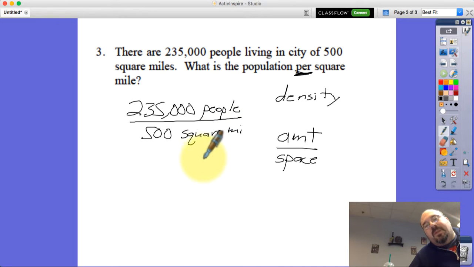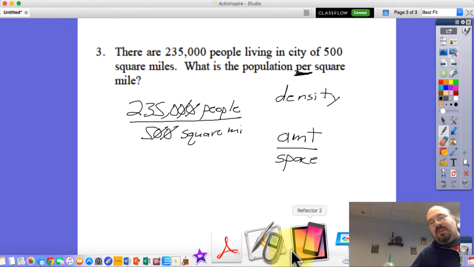Okay? So basically all I do, I take the amount of people divided by the space they occupy. So you can cancel those out if you want. Doesn't matter either way, because you can then go to the calculator.